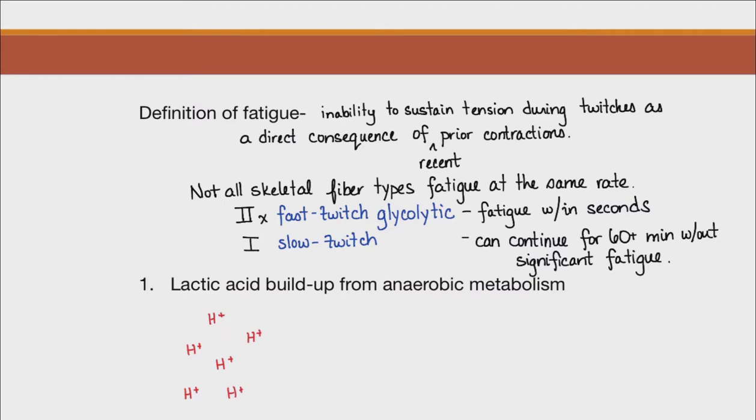So the converse of fatigue is endurance. So when we think about skeletal muscle fibers with high endurance, that means that it takes them a long time to fatigue, whereas skeletal muscle fibers with low endurance fatigue very quickly.